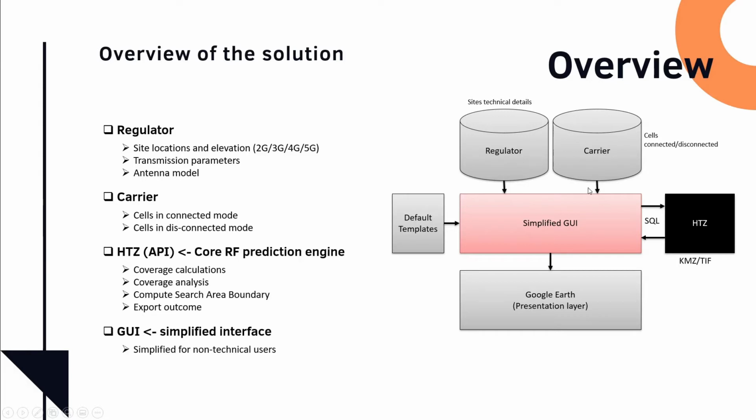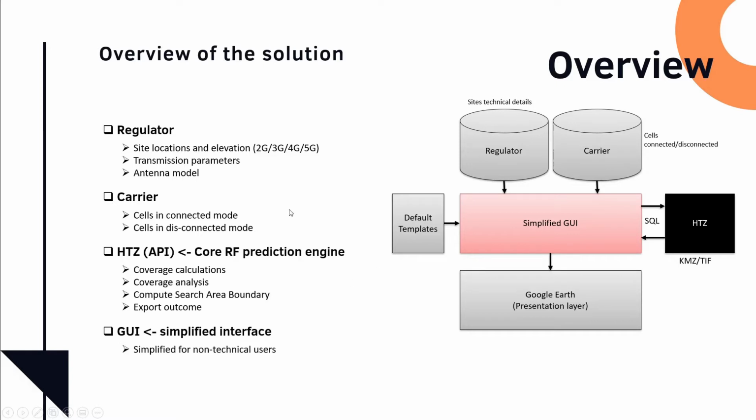So we collect this information and then we process it, and then we can apply some default templates for missing parameters. So there is some checking for the parameters, some quality checking done by this interface. And then if the information is not within a certain tolerance, then we can apply some default templates, such as antenna pattern, for example, which may not be available. So this simplified interface will automatically engage our planning tool, HTZ, which does all the calculations, all the computations, and then finalizes it, and gives you one final outcome in a Google Earth format. As a presentation layer, you can display coverage analysis and also the optimized search area.